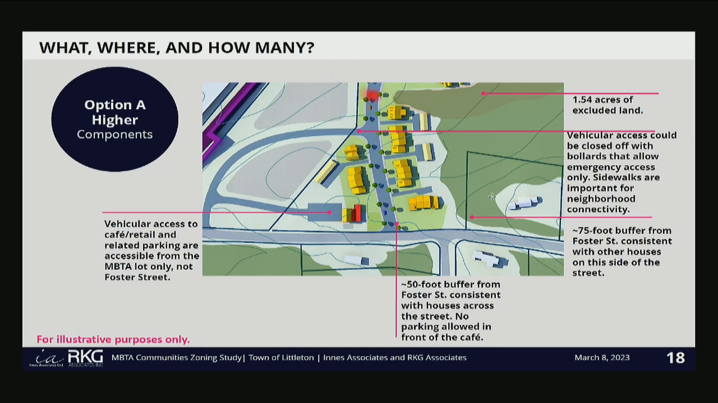And then finally, I mentioned that little bump out there. For those of you who are more technically minded, there's something called excluded land that comes out of that denominator. And that represents 1.54 acres of excluded land. So just saying. I also mentioned the buffers. This buffer here is approximately 75 feet. We measured the buffers from the houses on that side of Foster Street, and they ranged between about 75 to 100 feet, so we chose 75. And then the buffer between this and the retail is about 50 feet, which is about the same as the buffer across the street. So you were asking about what we mean by significant buffers. We tried to use what was already there.